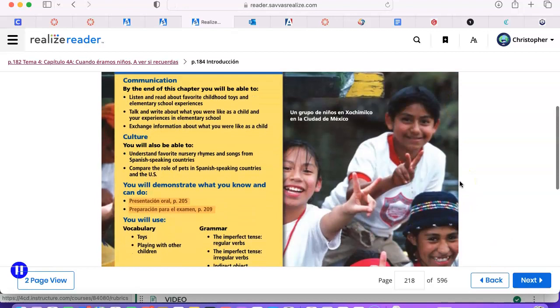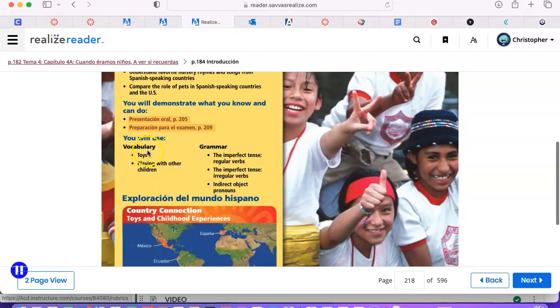So, by the end of this chapter, you'll be able to listen and read about favorite childhood toys and elementary school experiences. Talk and write about what you were like as a child and your experiences in elementary school, and exchange that information about what you were like as a child with your classmates.